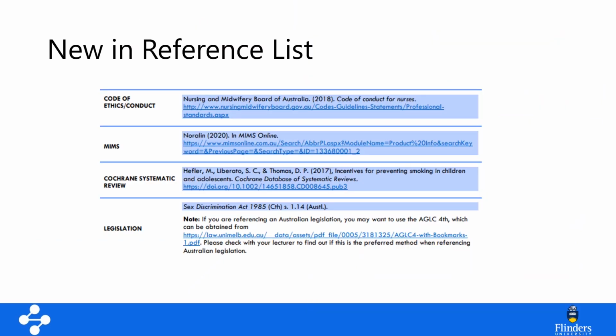We have also included Code of Ethics, MIMS, and Cochrane, which may be useful for nursing and other related disciplines. In addition, because the legislation entry in APA style is based on US legislation, we have made a recommendation of how to cite Australian legislation, consistent with what other Australian universities advocate. You are, however, advised to check with your topic coordinator or lecturer what their preferences are.